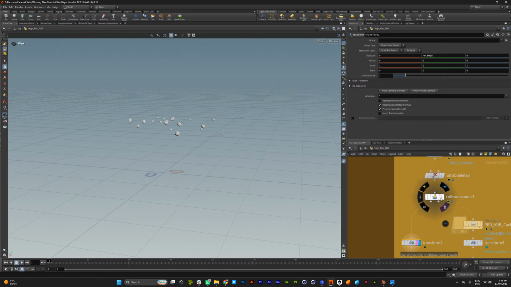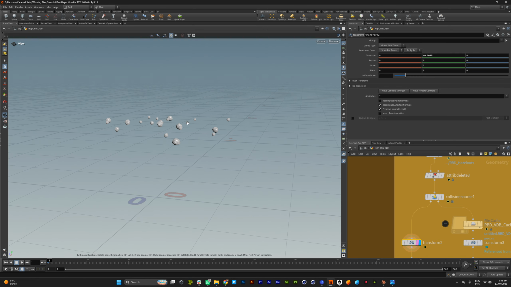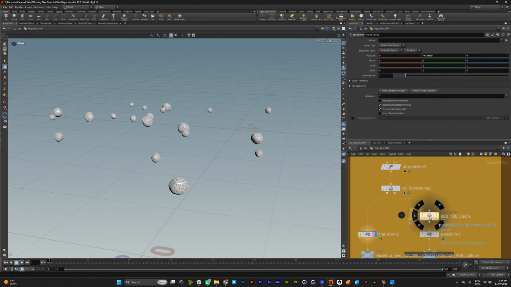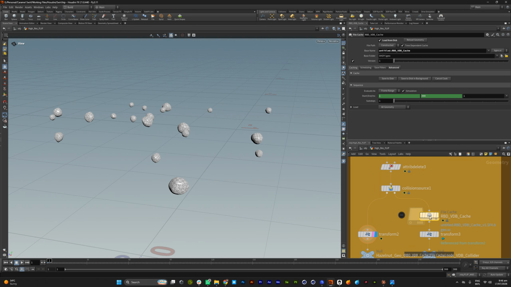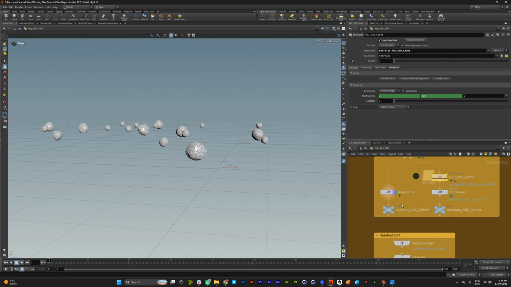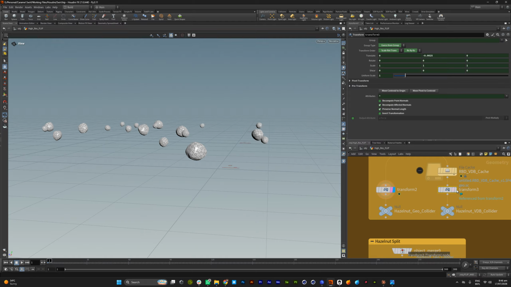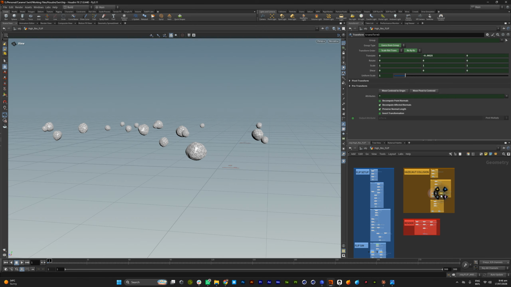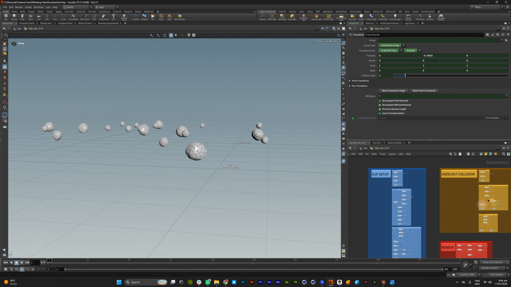As you can see, if I come over here, you'll see that they move down a little bit. The reason I did that was because this was a really slow cache. I didn't want to go back and cache every single time I transformed my hazelnut. So I just used a transform node over here, and I created a reference copy over here, so I can just alter that cache whenever I wanted to.